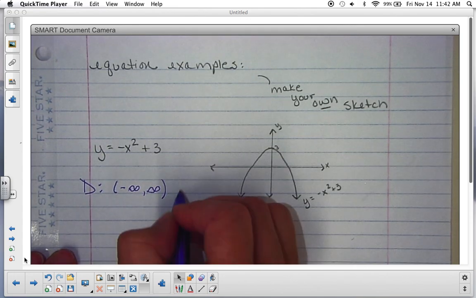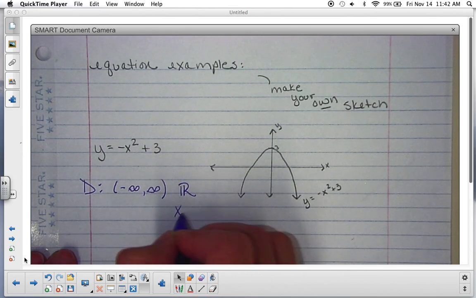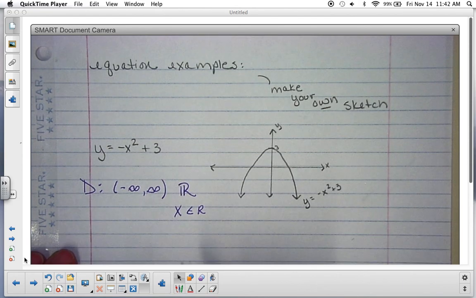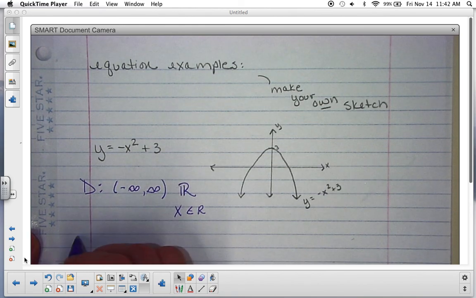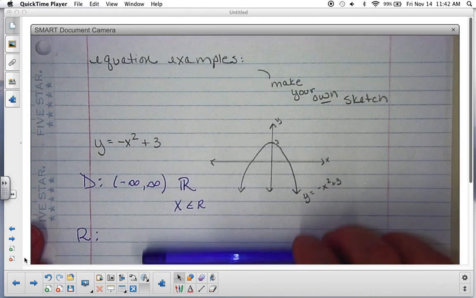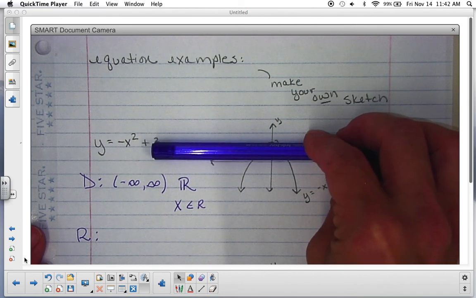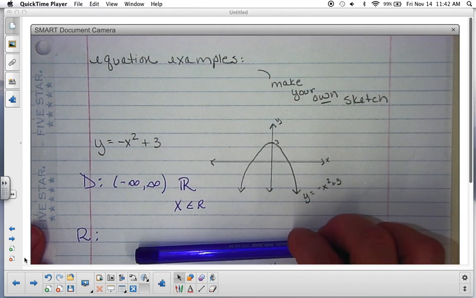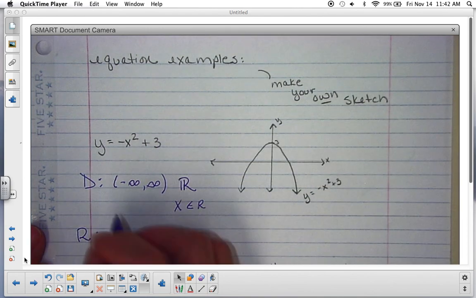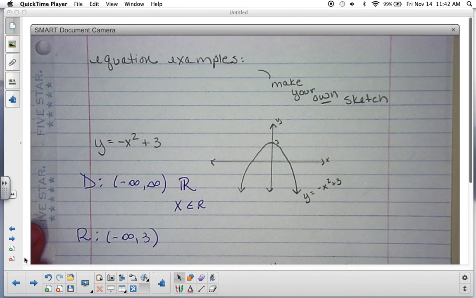Another way you can write that is this, which stands for all real numbers, or this, which stands for x is an element of the real. These are 3 different options to write the same thing, infinity to infinity. But range is not infinity to infinity. It goes forever down, so I can't find the lowest spot, but it does have a stop spot of 3. So my range runs from negative infinity to positive 3. Because those are, again, the y values.